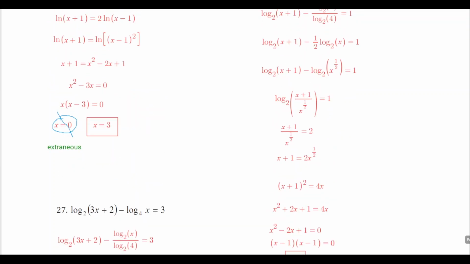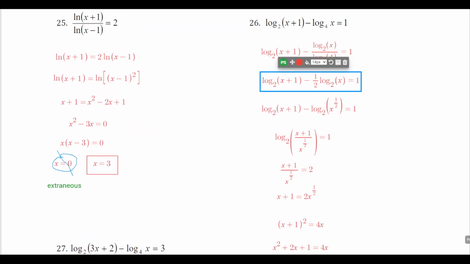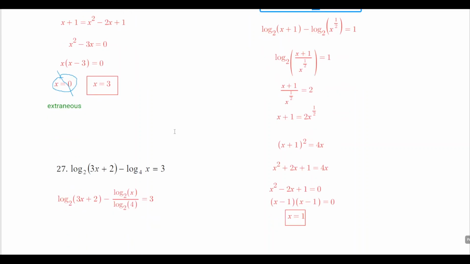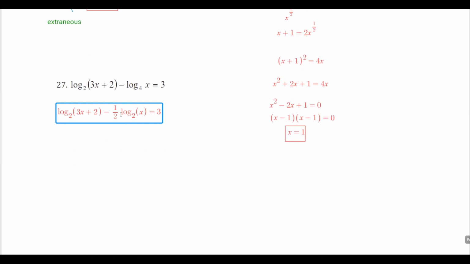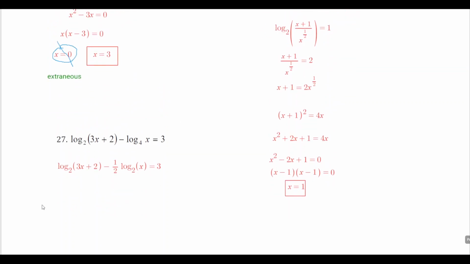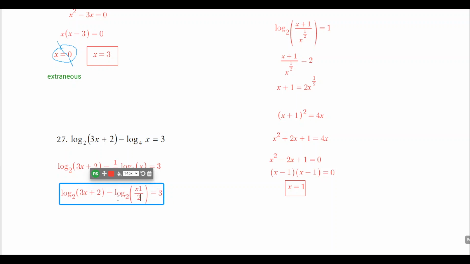And just like with the last one, I'm going to rewrite this as 1/2 log base 2 of x. So if you skipped over number 26, I kind of explain why I'm allowed to do that. So, all right, now I can combine these using the quotient property after I rewrite this as x to the 1/2. In fact, I'll do that as a separate step. Use the power property to rewrite this coefficient as an exponent.